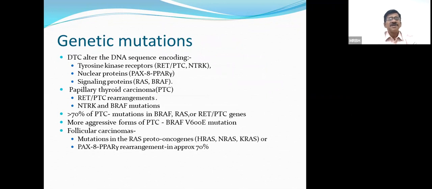What are the different genetic mutations which are more common in different thyroid malignancies? In different thyroid cancers, there can be altered DNA sequence encoding tyrosine kinase receptors in the RET proto-oncogene, PTC, and NTRK; nuclear protein mutations in PAX8 and PPARG; and signaling proteins in RAS and BRAF. In papillary thyroid carcinoma, there are RET/PTC rearrangements, NTRK and BRAF mutations. In more than 70% of papillary thyroid carcinomas, there is mutation in BRAF, RAS, and RET proto-oncogenes. More aggressive forms of papillary thyroid carcinoma have the BRAF V600E mutation. In follicular carcinomas, there is mutation in the RAS proto-oncogenes in the form of HRAS, NRAS, and KRAS, or PAX8/PPARG rearrangement in up to 70%.